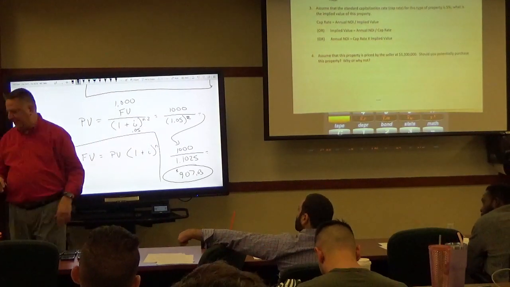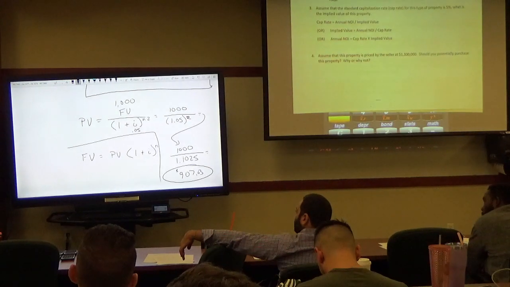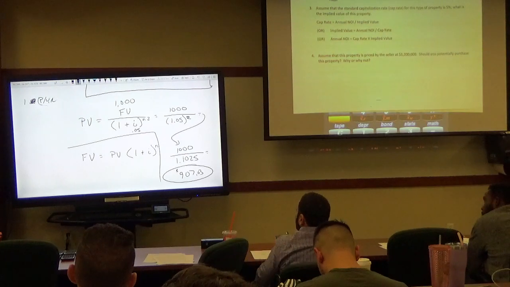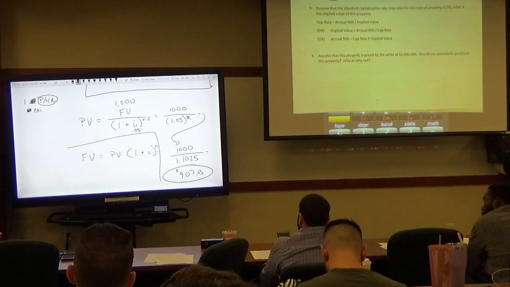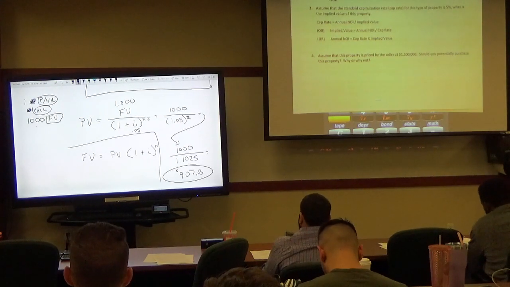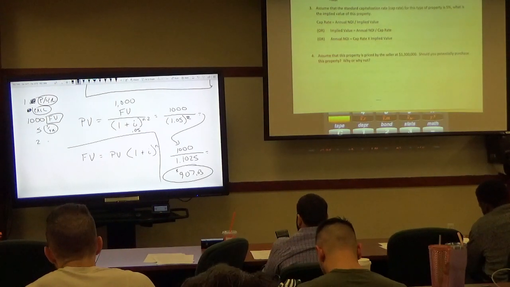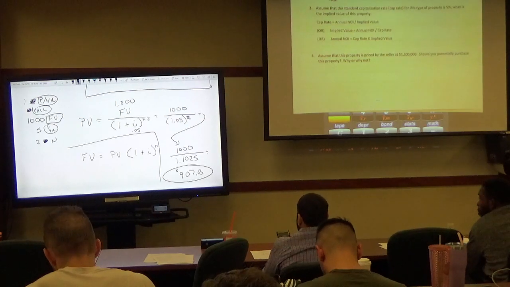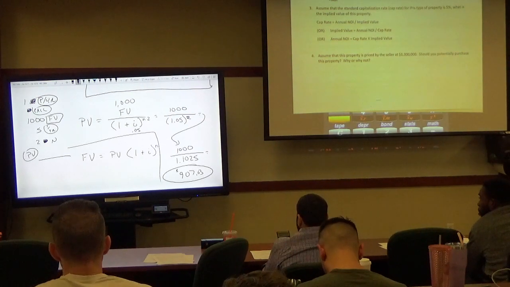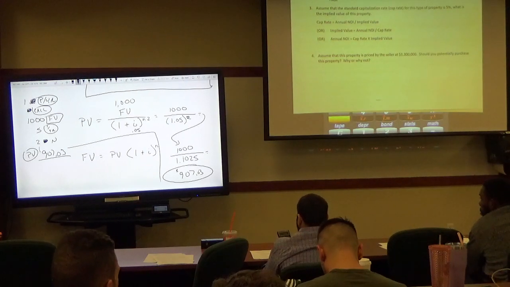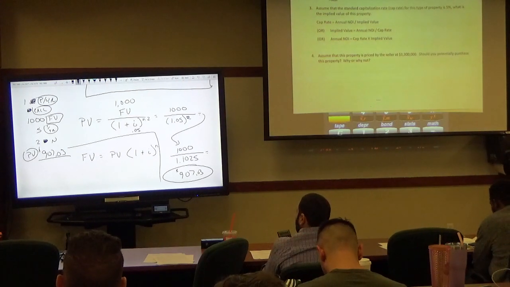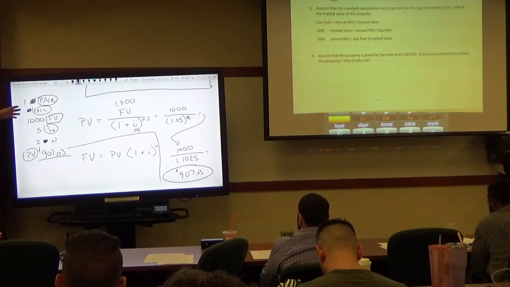The calculator does it all. So just to show you, on the calculator, you put in 1 payment per year, clear everything out. We'll put in 1,000, hit the future value key, put in 5% as your interest rate, put in 2 years as your term, simply solve for present value, and you're going to get the same answer, 907.03. Okay? Does that make sense? Makes sense. Okay.